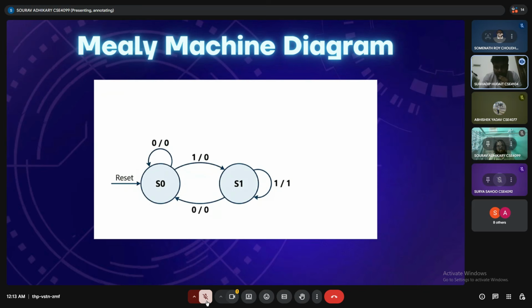The magic happens at S1. If we receive another 1, we trigger an immediate output of 1, shown as 1/1. If we get 0 at any point, the sequence breaks and we reset to S0. It's a simple two-state solution for a pattern that would typically require more states in the other models. Next slide.